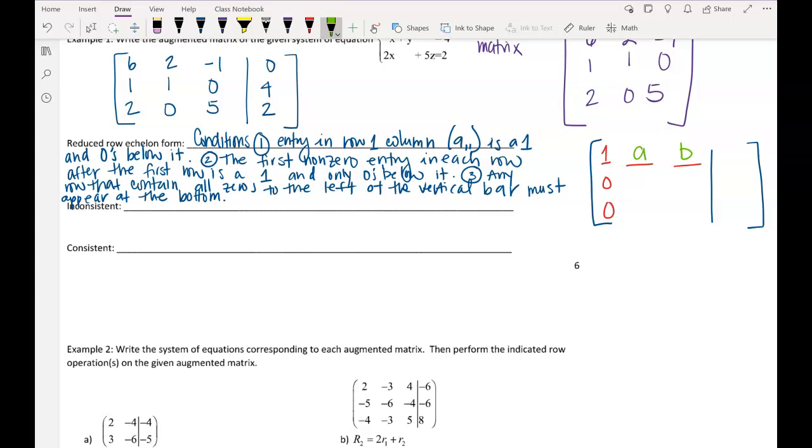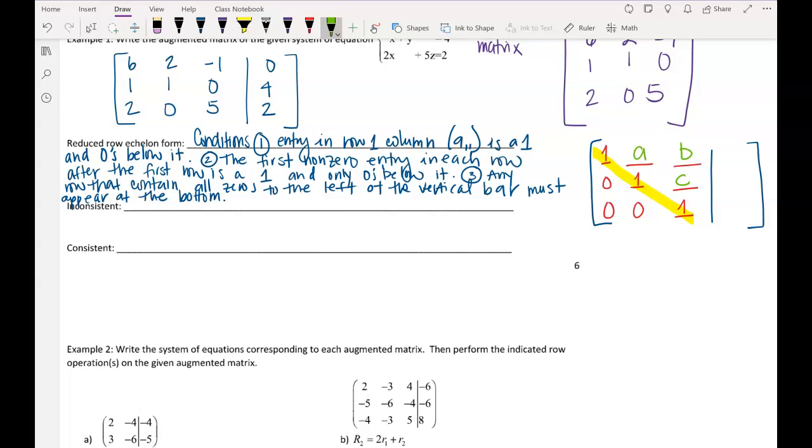Now, condition number 2 says the first non-zero entry in each row after the first row, it's a 1. So again, here's a 1. And then that means that spot could be anything you want it to be. It can be 0, it can be 1, it can be non-zero, non-1. Then that means we have 0 here, and this is now a 1. So look at the diagonal. The diagonal, it's all 1s, okay?